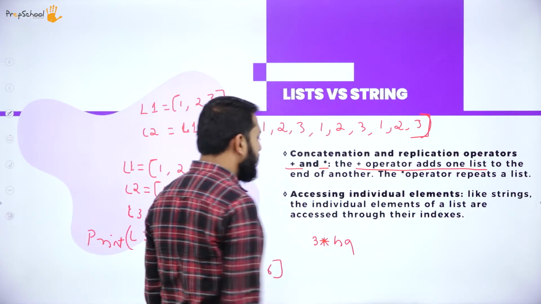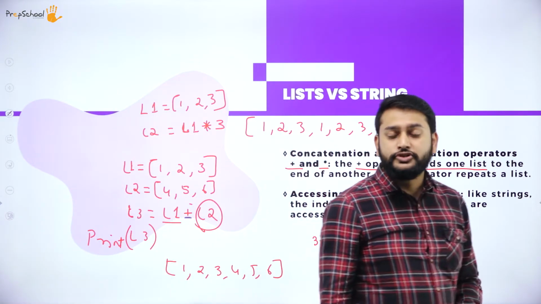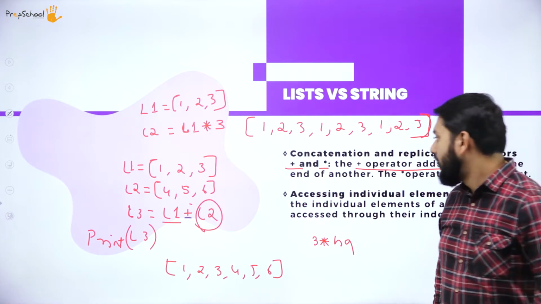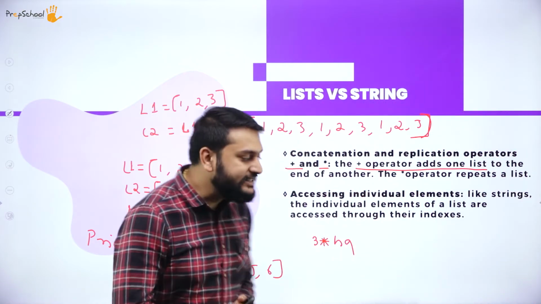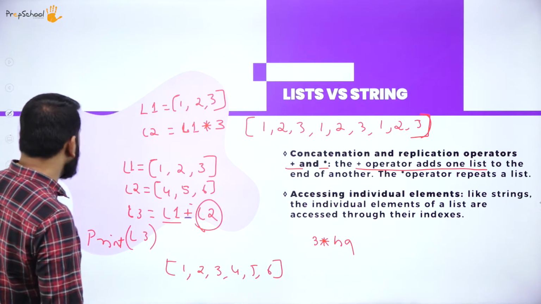This is a square bracket, right? So that's what you need to understand with respect to the replicator operator. So what is the next one? We have accessing the individual elements. How do we access the individual elements?